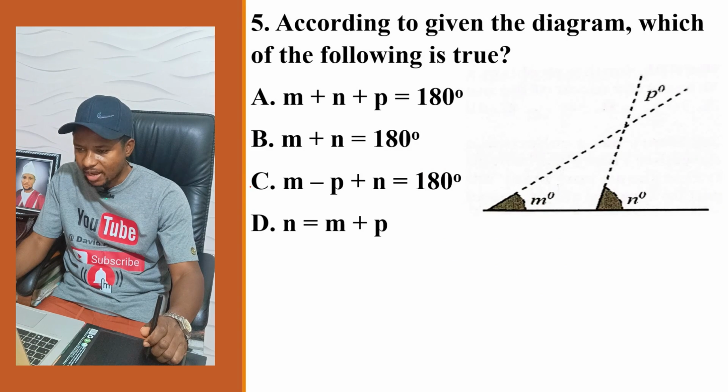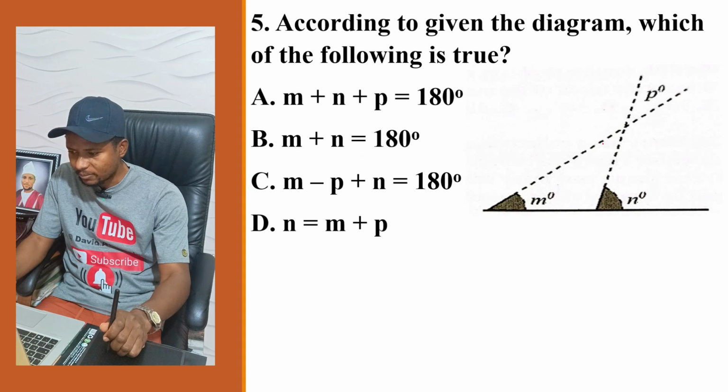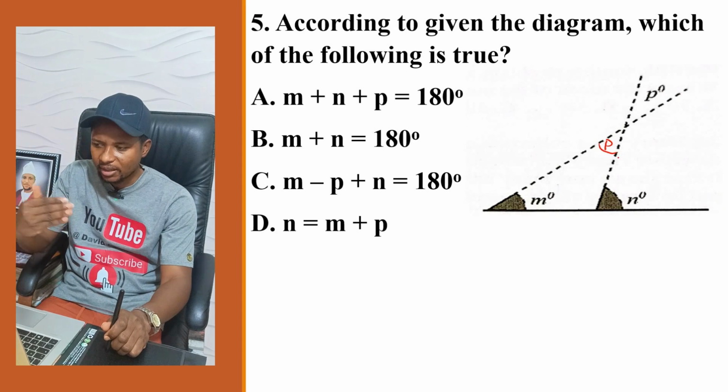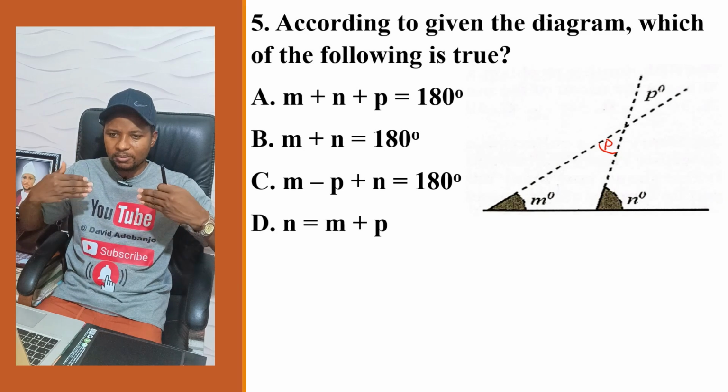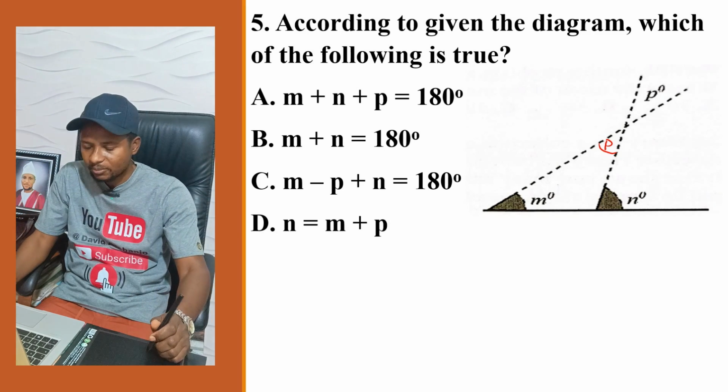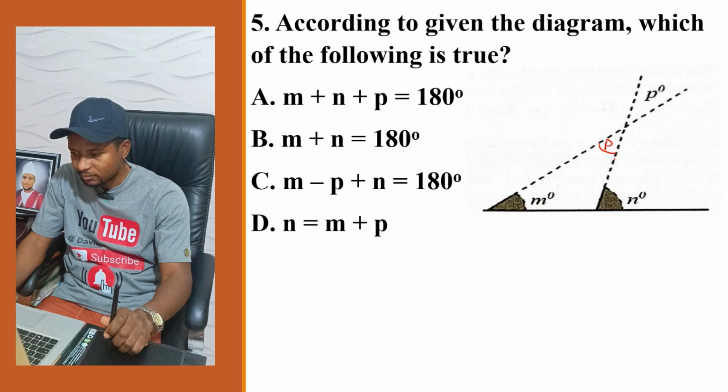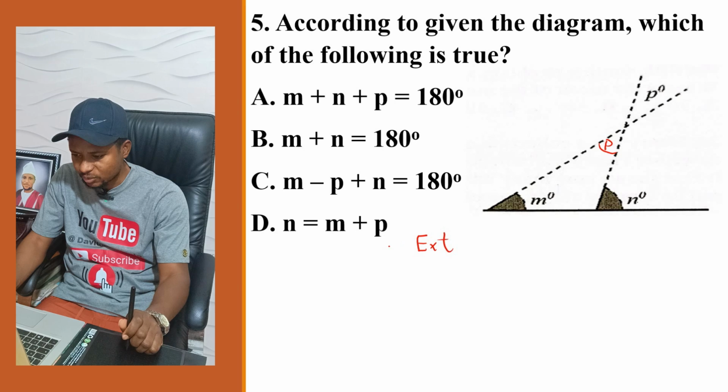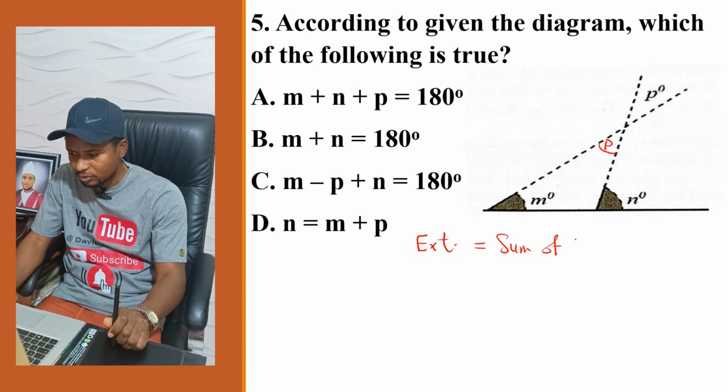Moving on to number 5. According to the given diagram, which of the following is true? It's obvious, this is P. Why is it P? Because of vertically opposite angles, more like I call it a mirror image. I'm here, I'll be seeing myself opposite me. So this is P. And then there's a theorem I have taught before that one exterior angle, just one of it, is equal to the sum of the two opposite interior angles.